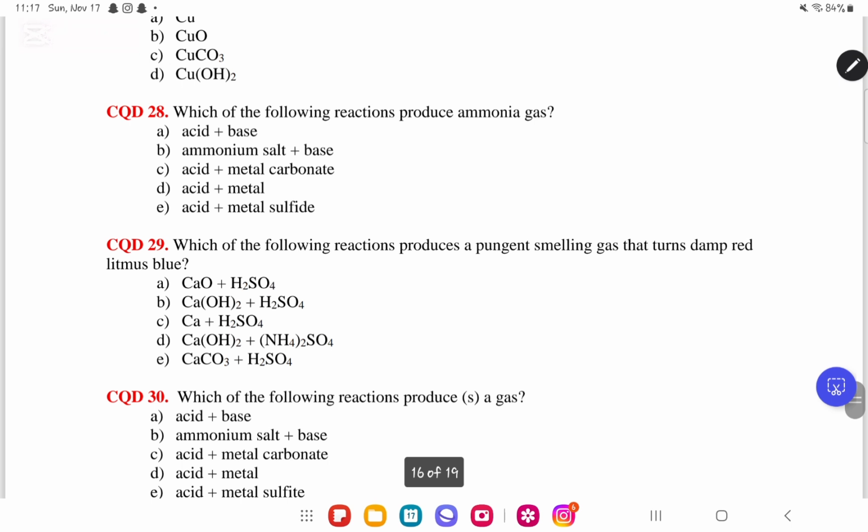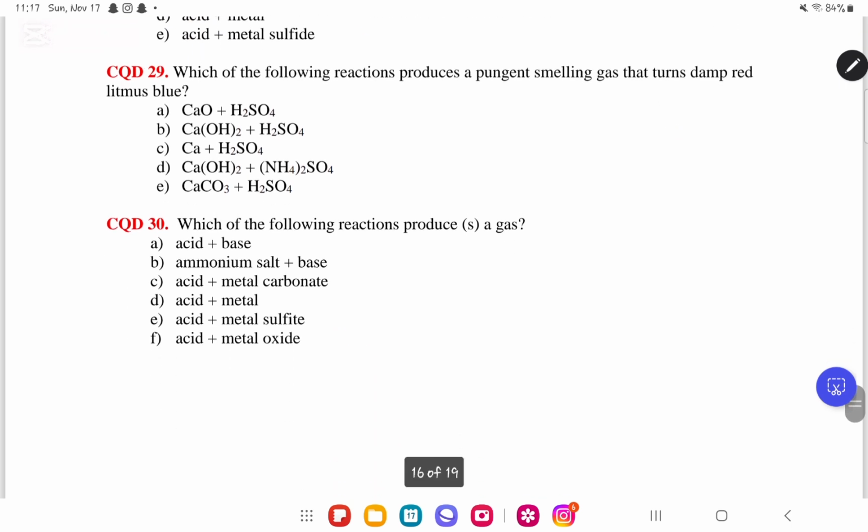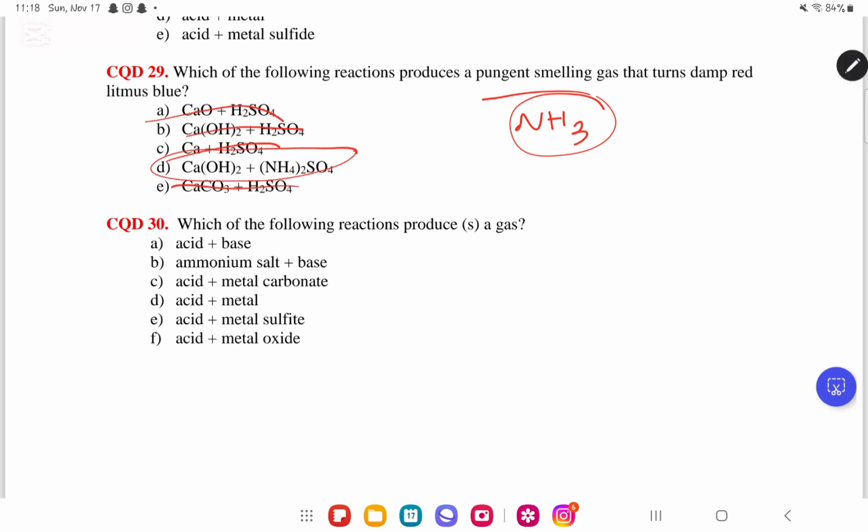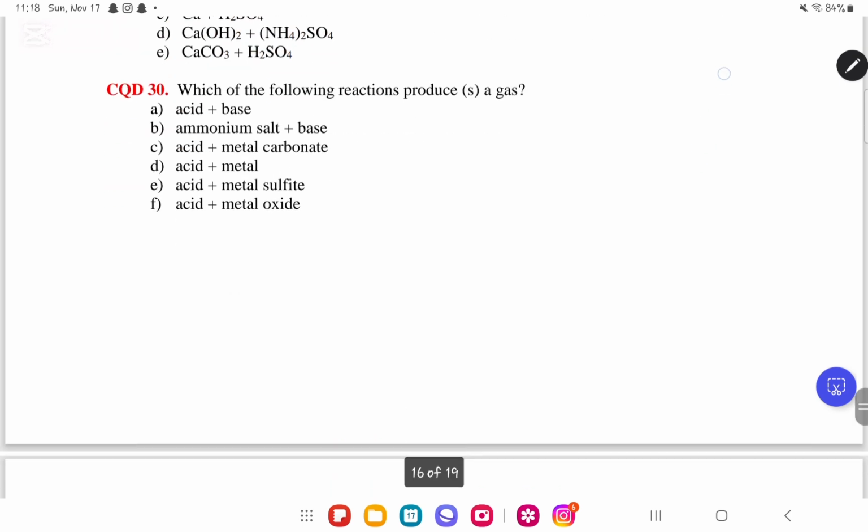Number 28. Which of the following reactions produce ammonia gas? Ammonia gas comes from the ammonium salt reaction with a base. So the answer is B. Which of the following reactions produces a pungent smelling gas? So we are releasing a gas that turns damp red litmus paper blue. This is ammonia then. Which of them releases ammonia gas? It has to have the ammonium salt, not this one, not this one, not this one. This could be, and not this one. So our answer is then D.